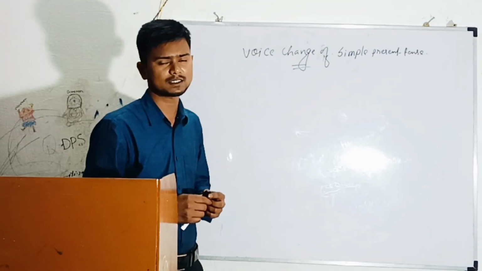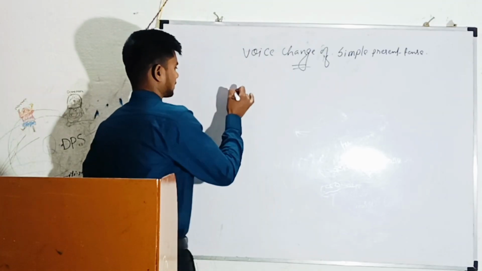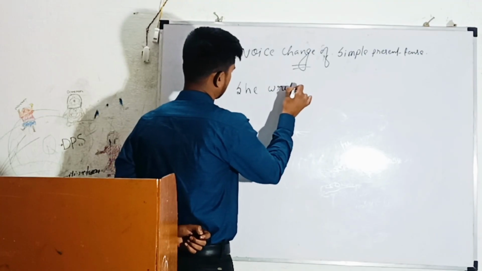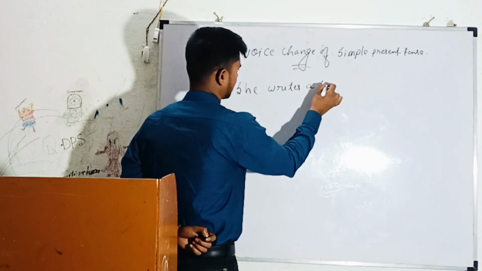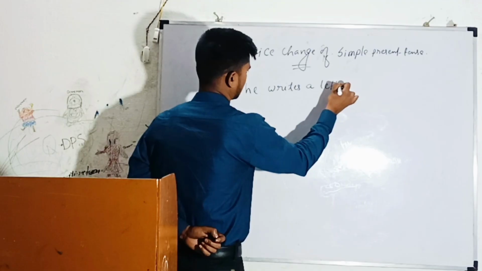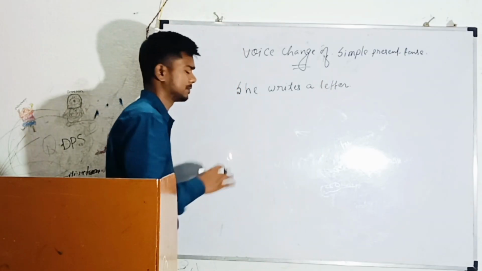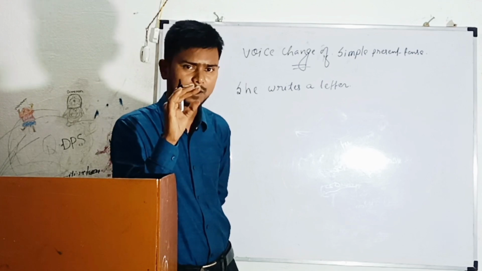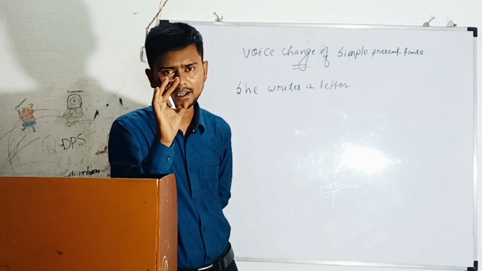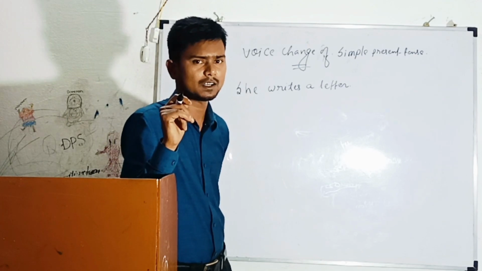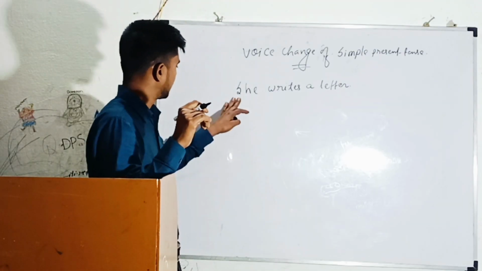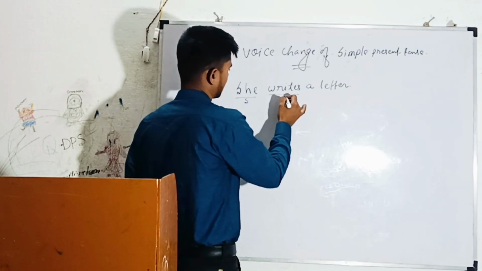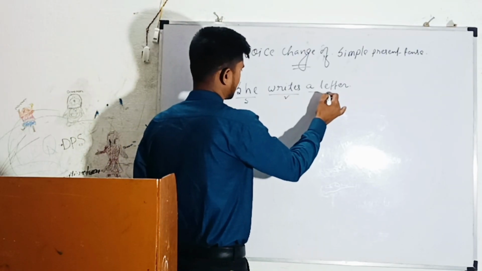So the first sentence is: She writes a letter. See, I already discussed with you how you can identify an active sentence. Again, let me help you remember. In this sentence, the subject is she, the verb is writes, and a letter is the object.